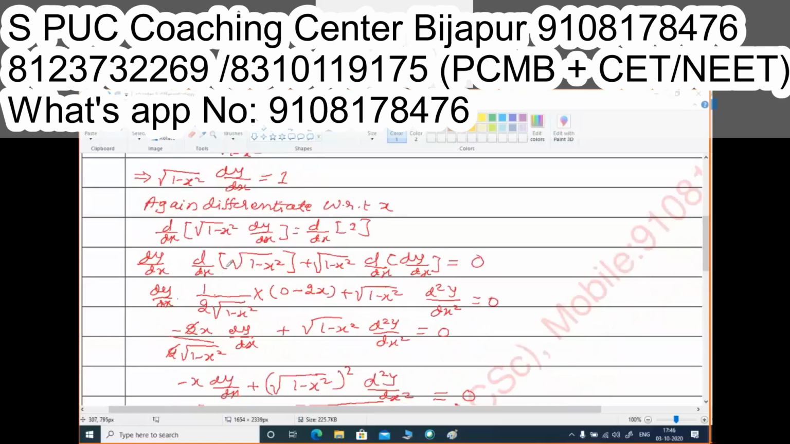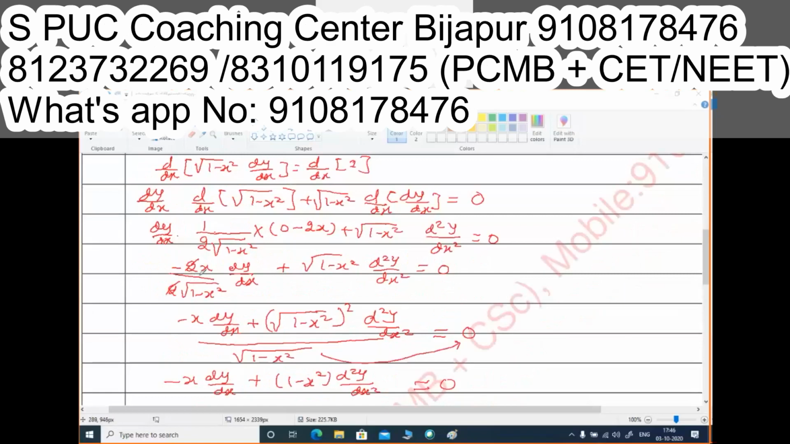Thereafter, what you have done: differentiation of this root, first 1 by 2 root of whatever it is, here 1 minus x square. Again you have to differentiate this 1 minus x square with respect to x, 0 minus 2x is going to come. This root of 1 minus x square you write as it is, dy by dx with respect to x, if you do again, that is going to come out as d square y by dx square. Thereafter you multiplied and simplified, and you got minus x dy by dx divided by root of 1 minus x square. That is the remaining term, because these two got cancelled.